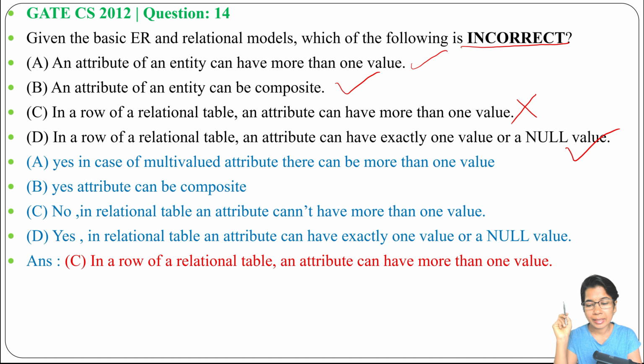In a row of relational table, an attribute can have more than one value. This is false. It cannot have more than one value. There can be exactly one value or null value. I already discussed attributes during lecture.